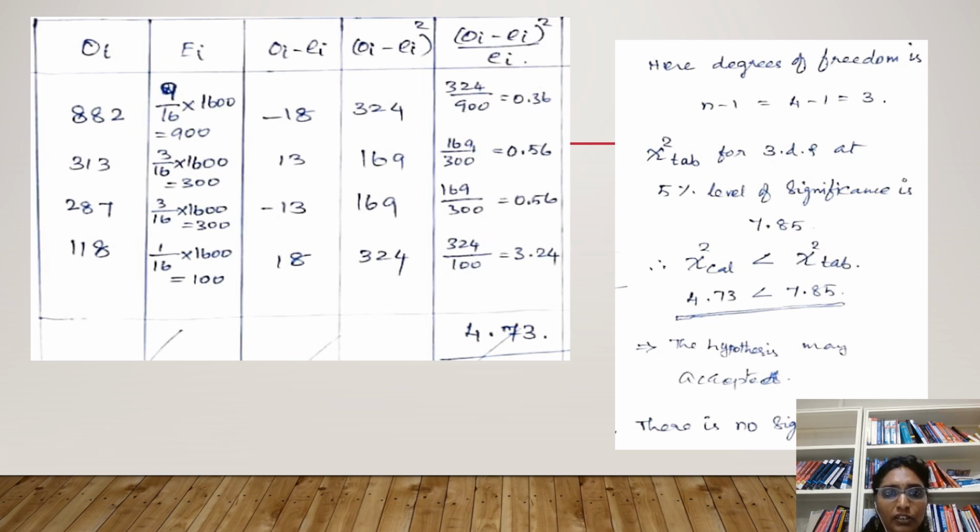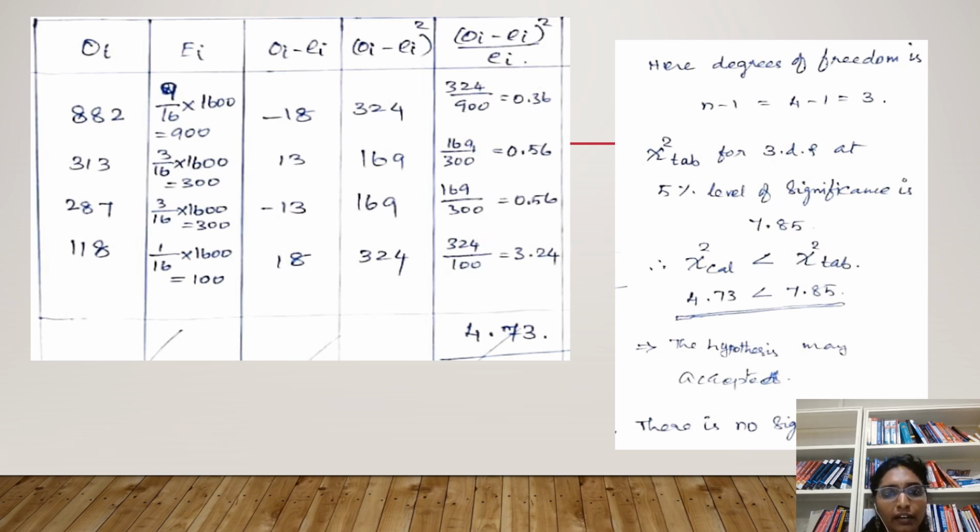The total of the ratios 9 is to 3 is to 3 is to 1 means 9 plus 3 plus 3 plus 1, which is 16. So out of 16, we have given 9 times importance for the first value, and the 1 is for the single one, and we have 1600 items. So the expected value for the first item, 882, is equal to 9 by 16 into 1600.